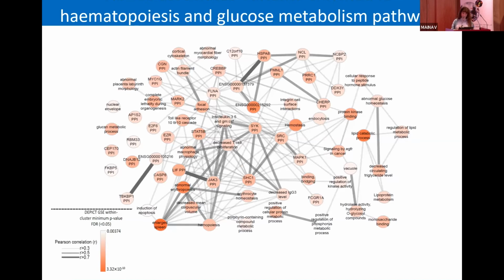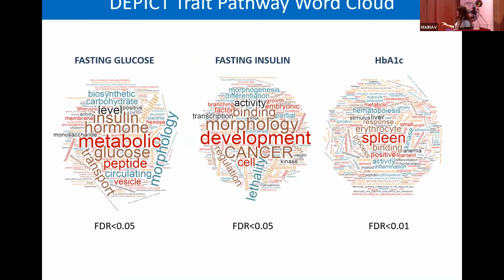So the HbA1c variants, again, basically tell us the same thing I've been showing you before. There are loads of complicated pathways related to hematopoiesis, but also glucose metabolism. And then if I show you these results in a very non-scientific but visual way, I hope you can see that what comes out very strongly in each of the traits is actually quite different. So fasting glucose, all to do with insulin hormone, metabolism, glucose. Fasting insulin, a lot to do with development, cancer. And HbA1c, actually the spleen and erythrocyte come out as very, very strong.